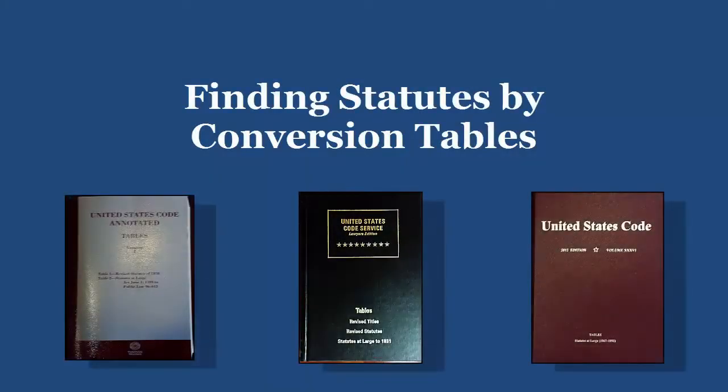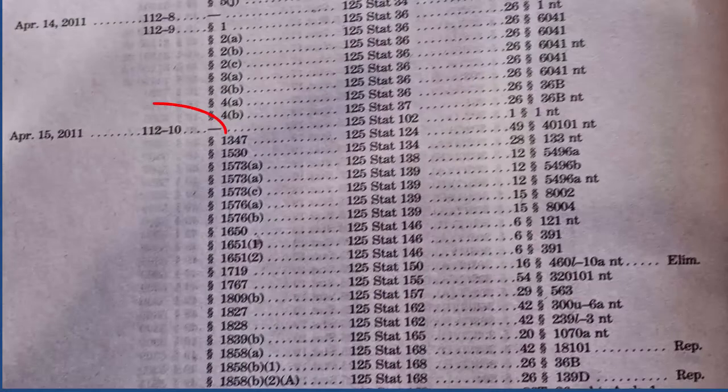Conversion tables are useful if you have a public law number but want to see where an act is codified throughout the United States Code. First, find the public law number in chronological order. Then scan across. Notice that a single public law can be found in several places throughout the code.